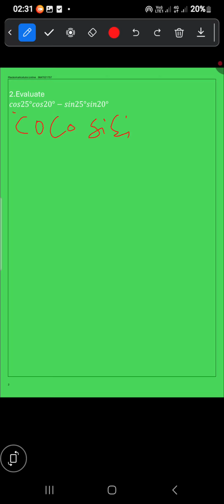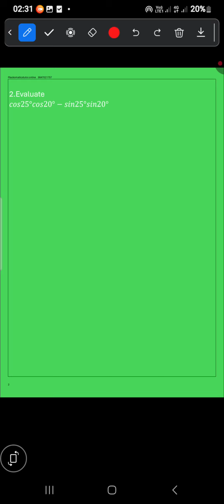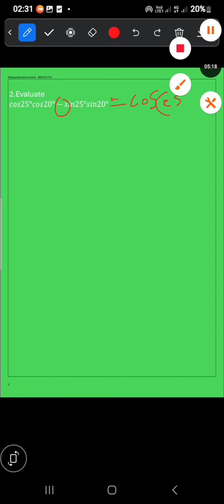The pattern is cos, cos, sine, sine, so this is the compound angle identity of cos. You are going to say this is the same as cos of 25, and if we are subtracting trig ratios, it means inside we must be adding them, according to the cos.